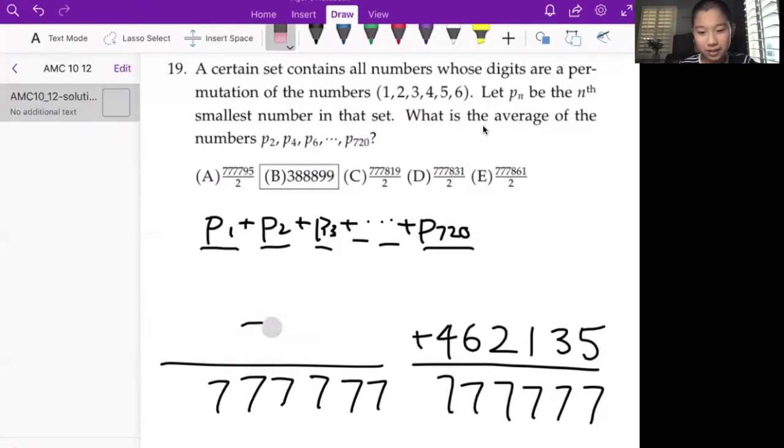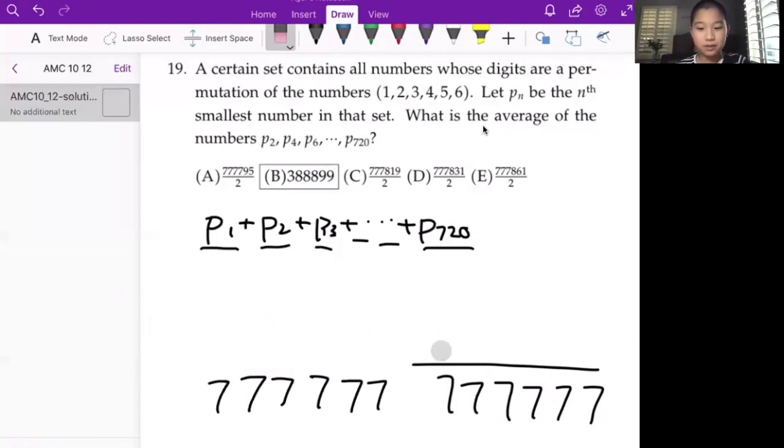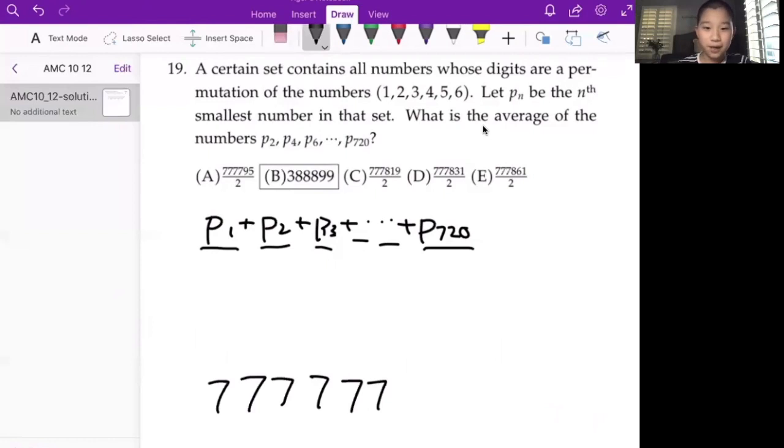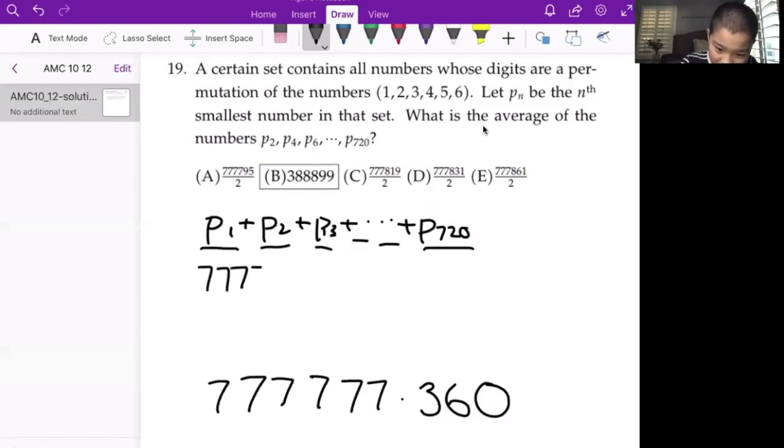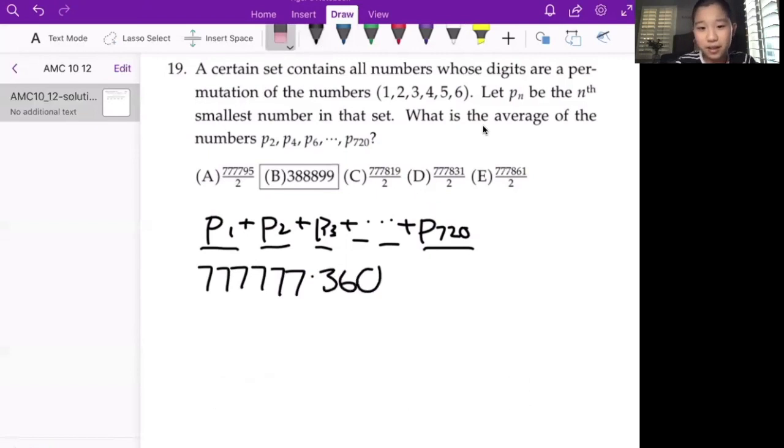So you use these. So that's one thing that we can find. So let's actually find it. The sum of each pair is 7, 7, 7, 7, 7, 7, and there are 360 pairs. So the total is 7, 7, 7, 7, 7, 7 times 360. If you look at the problem, it implies that it's not really making you calculate all this. It says, what is the average? So there's going to be some dividing later.